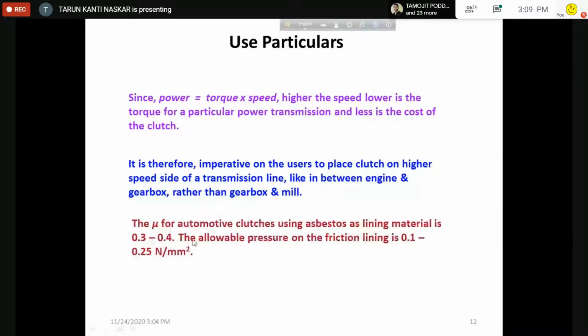Now the mu for automotive clutches using asbestos as lining material is 0.3 to 0.4. The allowable pressure on the friction lining is 0.1 to 0.25 Newton per millimeter square. This allowable pressure, that is the actuating pressure, is allowed for asbestos. So is it okay?